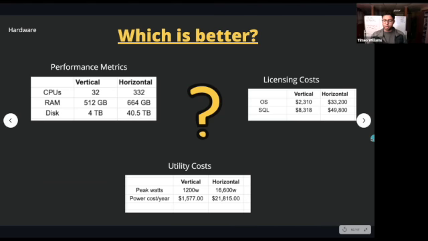Performance metrics. So you look at it right now, it looks like horizontal has you beat. That many servers, a lot more gigabytes of RAM, CPU. The issue comes with licensing costs and utility costs. So let's talk about licensing.